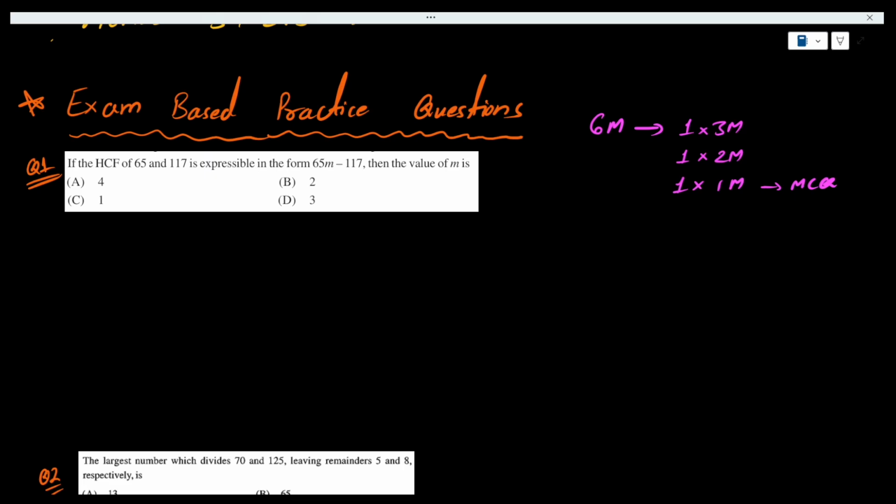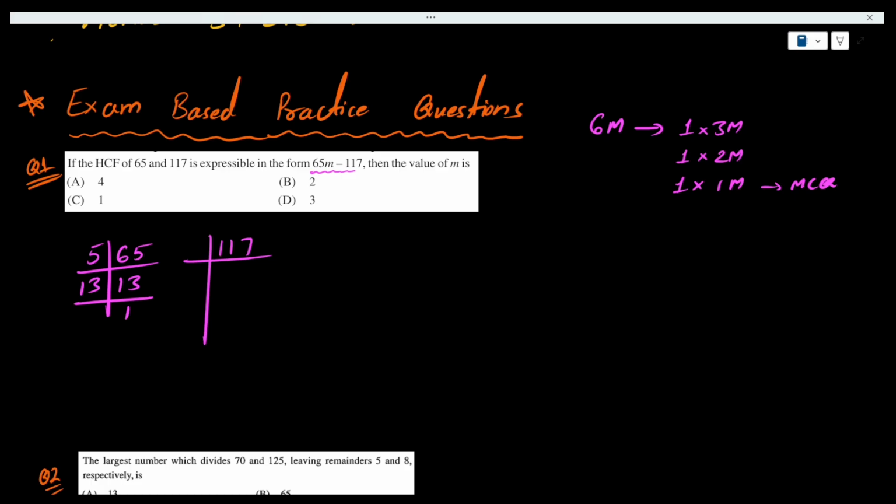So let us see, other than proving irrationality, what kind of questions will be part of this chapter. It's written: if the HCF of 65 and 117 is expressible in the form of 65m minus 117, then what is the value of m? So you need to just find out the HCF of these two values. 65, if you do the prime factorization, is divisible by 5, and 13 is a prime number. In an MCQ you don't need to show all the steps, so you can quickly do the HCF part here.